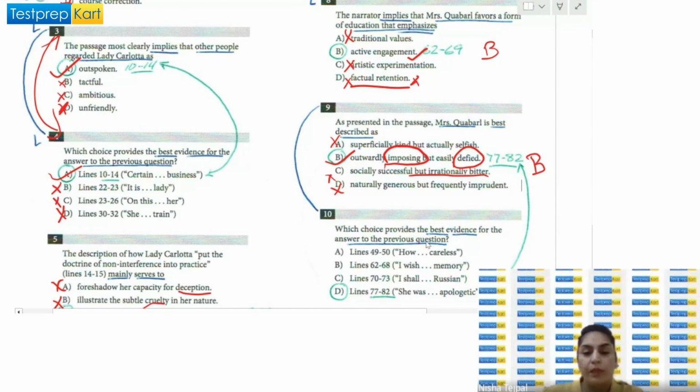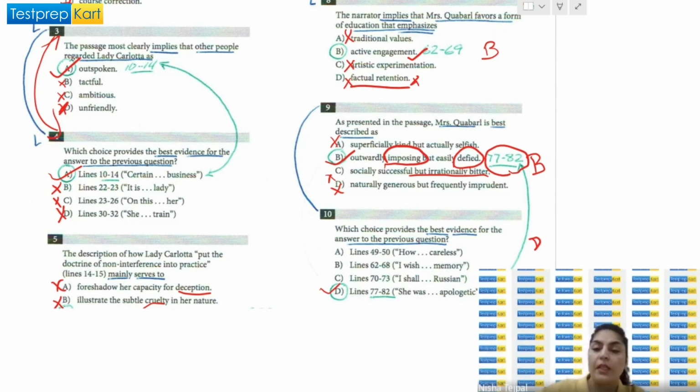Okay, now coming to question number 10. Which choice provides the best evidence for the answer to the previous question? Is it line 49 where it is said how careless? Is it about line 62 onwards where it is said I wish? Or line 70, I shall? Or line 77, she was apologetic? If we are talking about the previous question, it means it has to be from the lines we have just taken for our answer. So it is line 77 to 82, which is mentioned in D. So this is the right option, D.